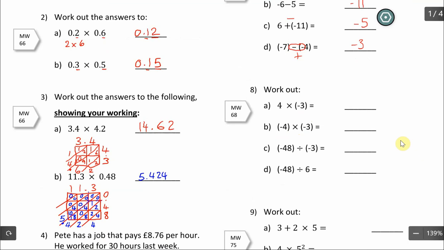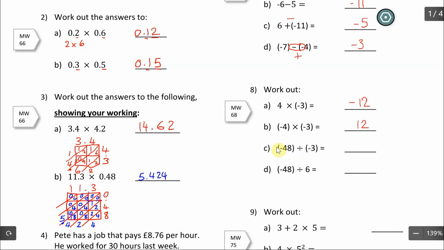Number 8, multiplying negatives and dividing negatives. If we're timesing a positive number by a negative number, we're going to get a negative answer. So this is going to give us negative 12. When we times two negatives together, the negatives cancel out and make a positive again. So this would give us positive 12.